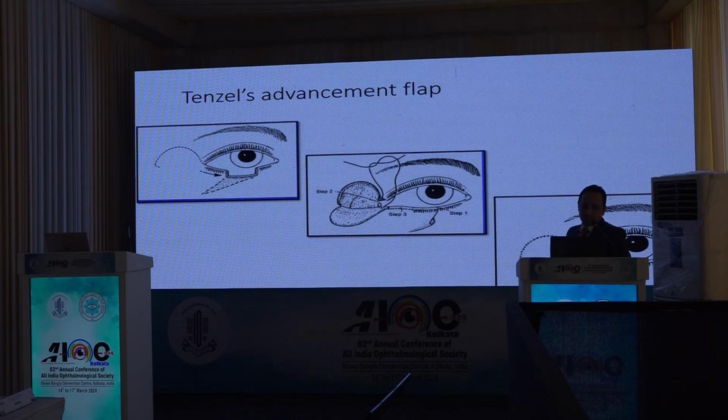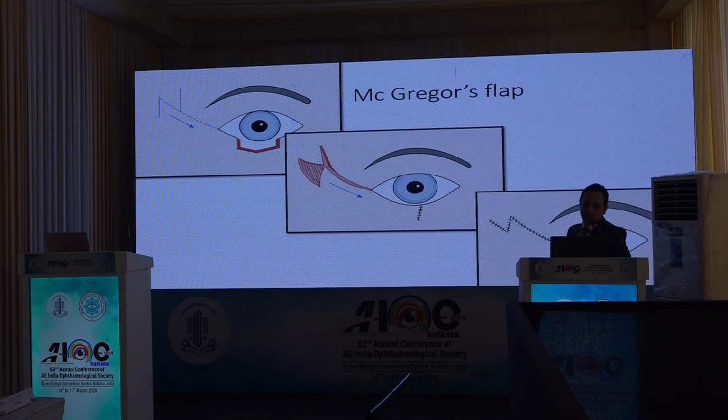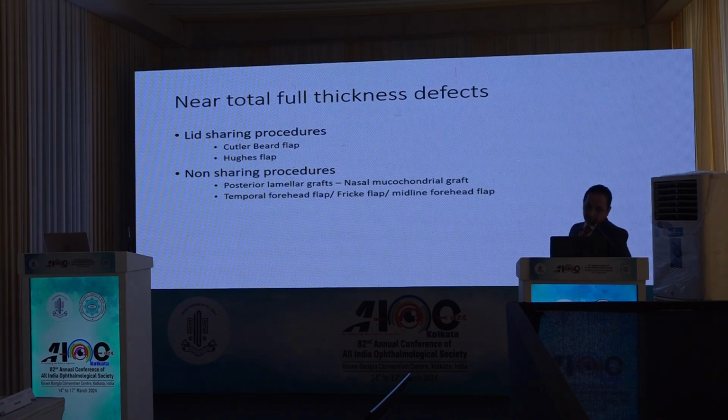The Tenzel's advancement flap, a myocutaneous flap, allows for closure of a moderate lower lid defect. An alternative to that is the McGregor's flap, which involves a Z-plasty to effect tissue lengthening along the lid margin. Larger defects, near total full thickness defects, generally employ lid sharing procedures apart from non-sharing procedures, which my colleague shall probably emphasize.